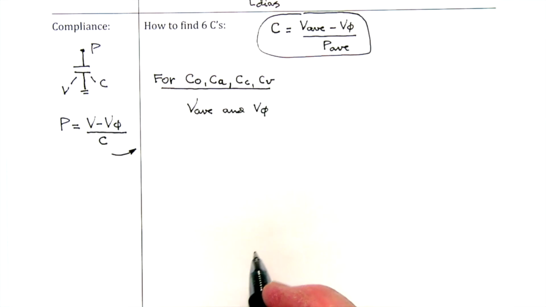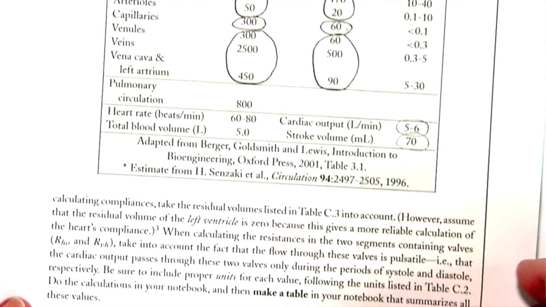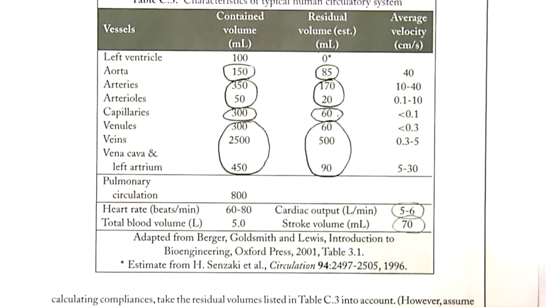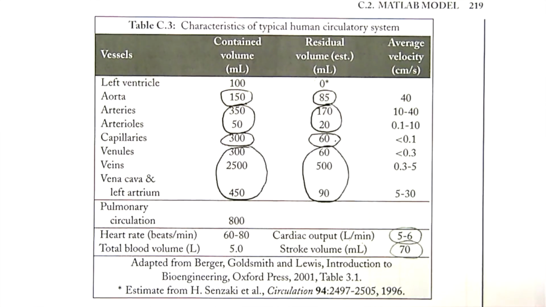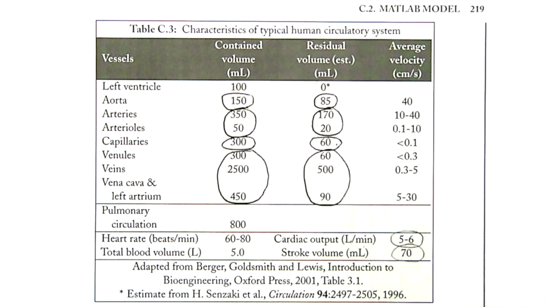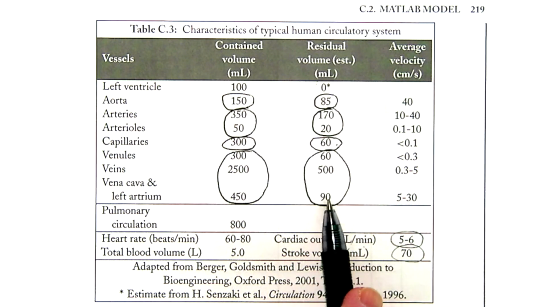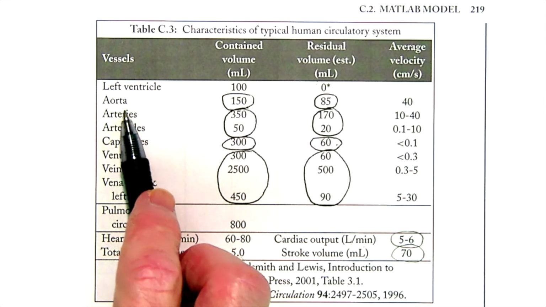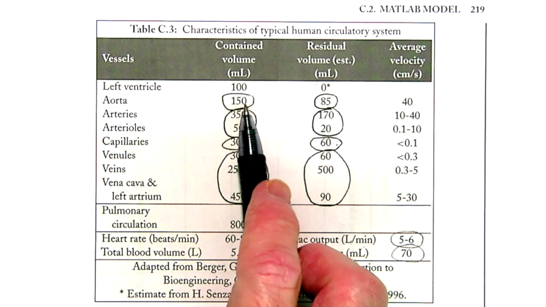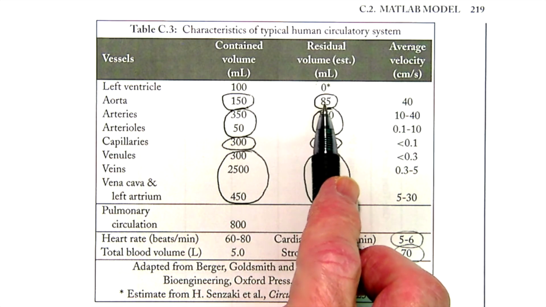Where do we find that? Well, we go back to a table from the textbook, table C3 that we've seen before, and up near the top are the total volumes in each of the compartments of the systemic cardiovascular system along with their residual volumes. Now notice the aorta is all by itself. These are milliliters, so change them to liters.